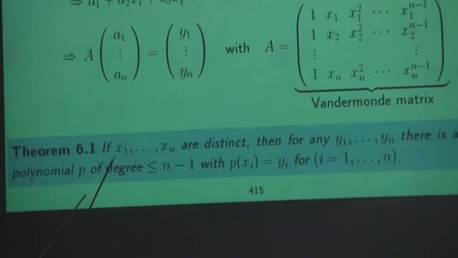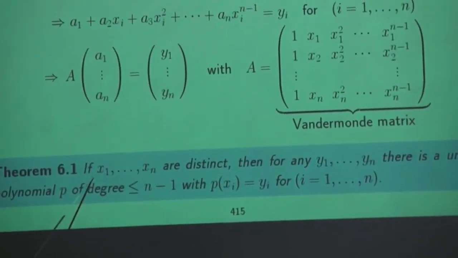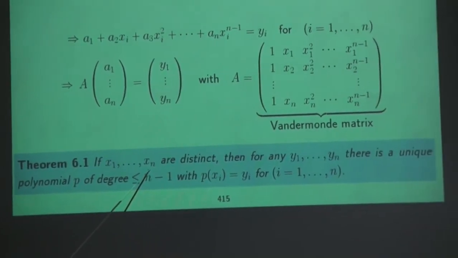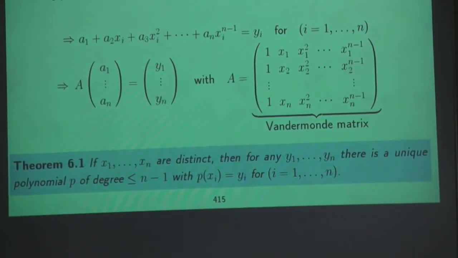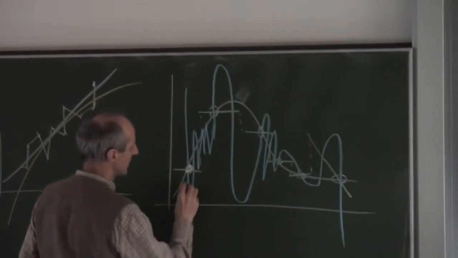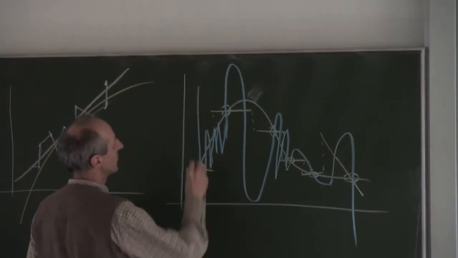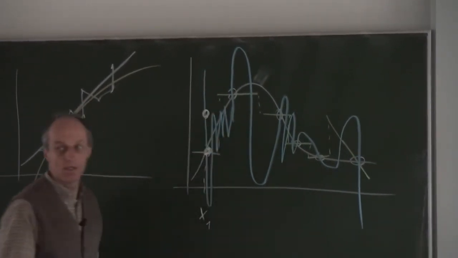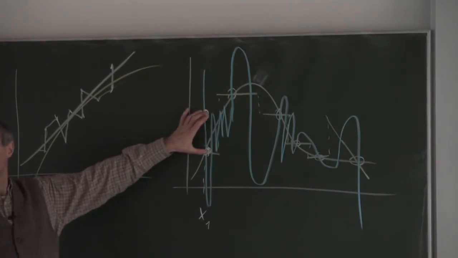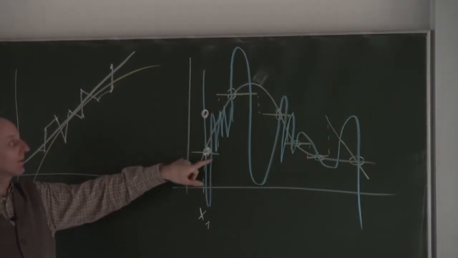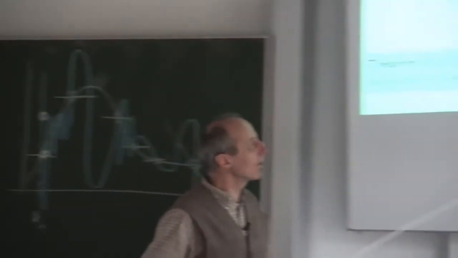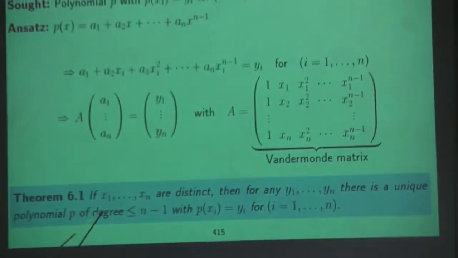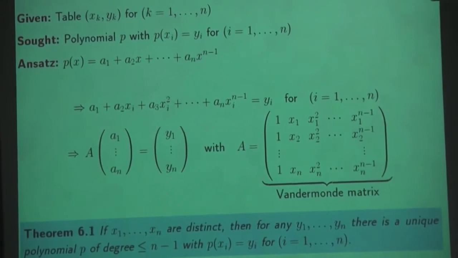If the x components of our data points are all distinct, that means if not two xi are identical. Take these points: if this is x1, and there is a second point with the same x value, that's not really nice, because it's not possible to find a function through these 2 points. So it's really obvious that we have to require the xi to be distinct.